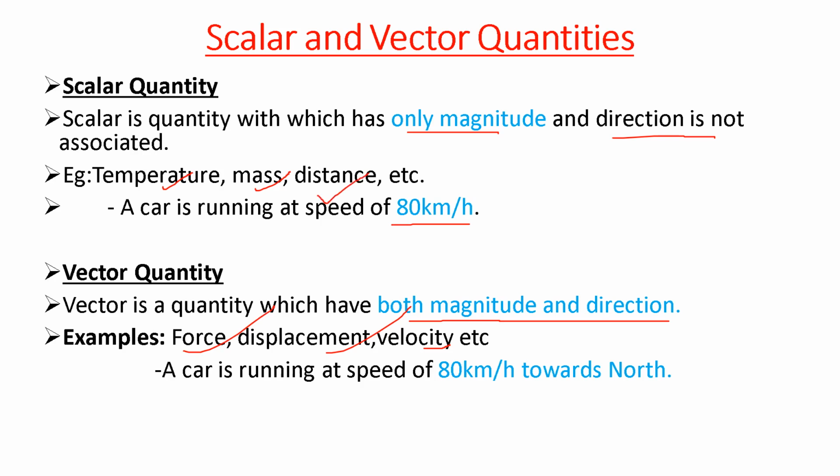Okay, for example, a car is running at a speed of 80 km per hour towards north. So here we have mentioned even the magnitude and even the direction, that is towards north. So such quantities in which both the things are required, means even the magnitude and direction is needed for complete understanding of that quantity, such quantities are known as vector quantity. Okay.